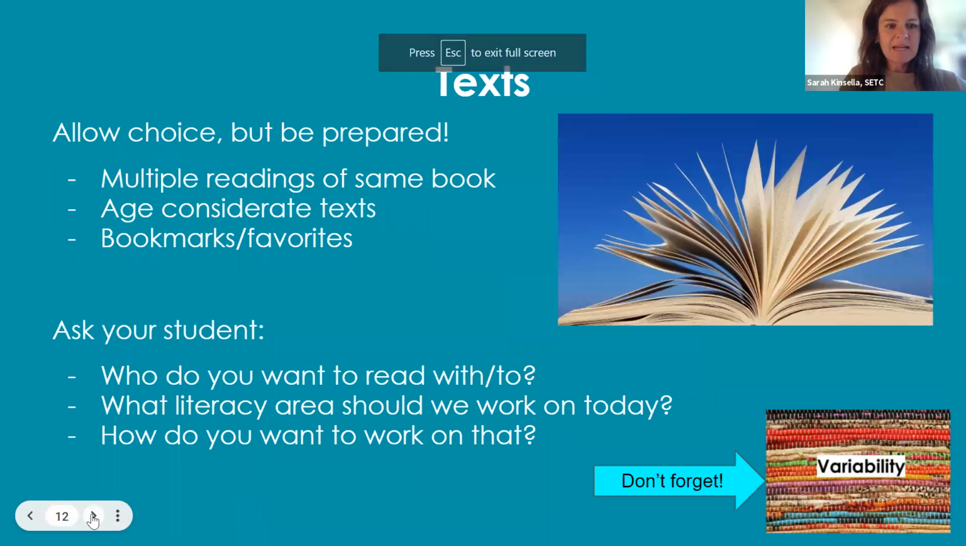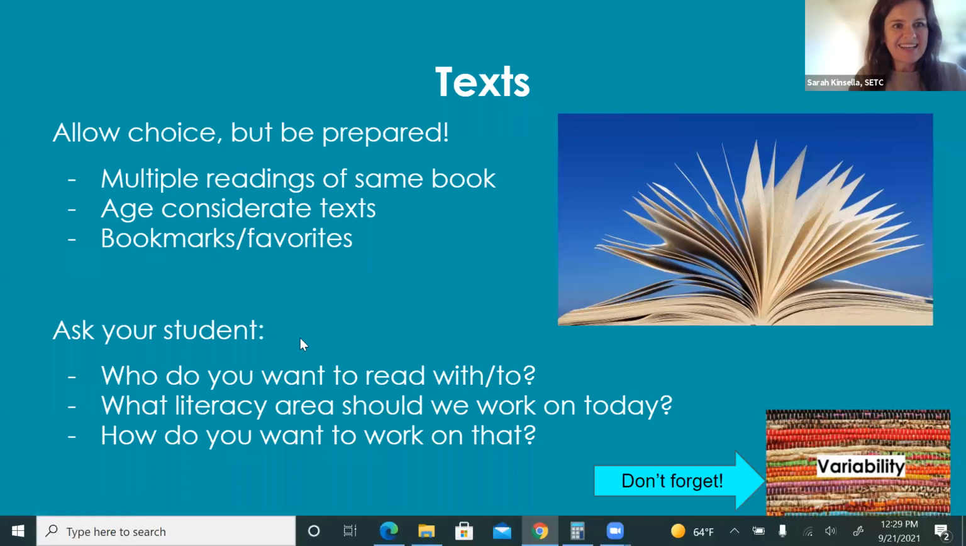Okay. And then I believe this is our last one, the text. So we want students to have choice, right? That's a really important piece. And that's what they talk about a lot in emergent literacy research. So having choice helps with engagement and is really important. But we also kind of need to be prepared, right? So like Brenda mentioned, having multiple readings of the same book is really important. I think she's put a link in the chat to, thank you. I'll open that up for us.